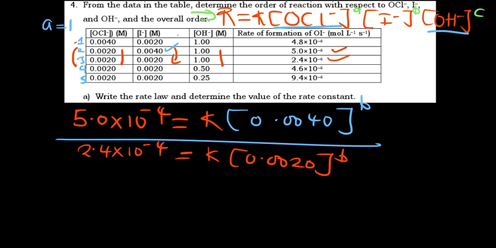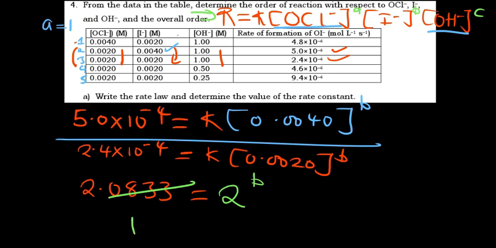So what do we have? So 5.0 divided by 2.4. So we're going to have 2.0833 equal to, K will cancel out, and then 0.0040 divided by that is going to give us a 2. Since the power is the same, we'll maintain it. So we're not interested in those values. Okay. So therefore B becomes 1. So B is equal to 1.